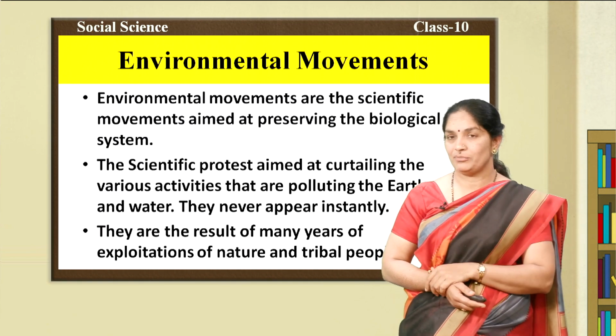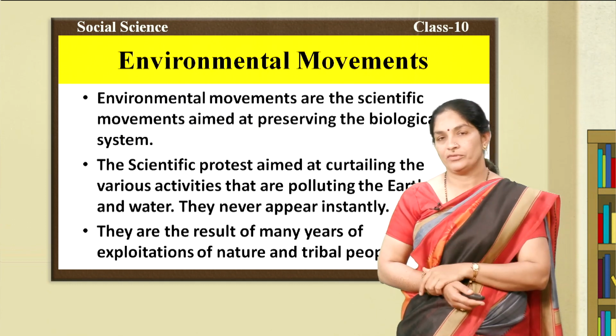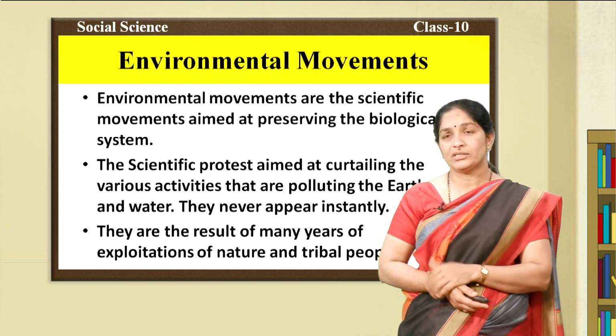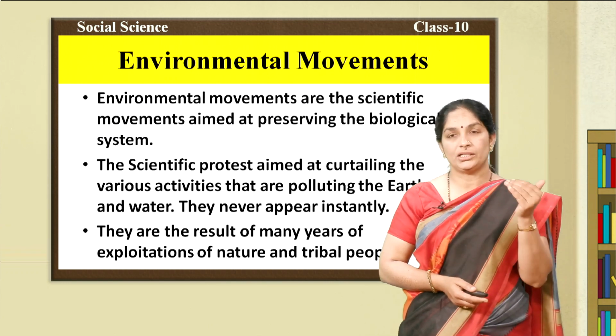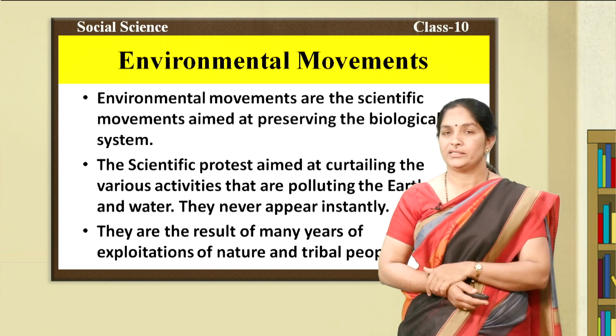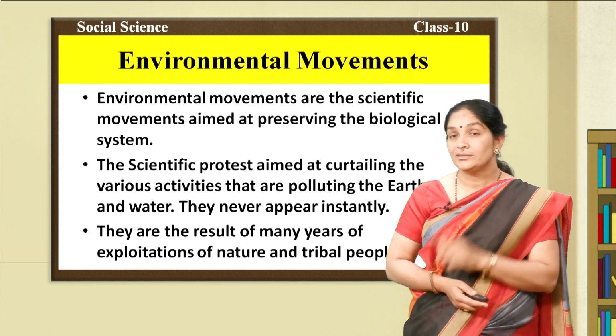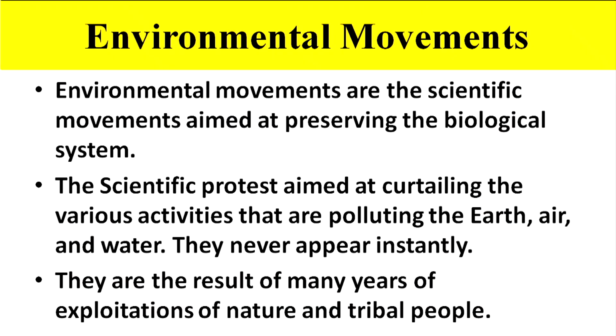Children, till now we have discussed mob and mob violence, the meaning of social movements and the nature of social movements. Now let us discuss some examples of social movements like the environmental movement, alcohol prohibition movement, women's movement, etc. Let us discuss now the environmental movements. See, environmental movements are the scientific movements aimed at preserving the biological systems, and the scientific protest aimed at curtailing the various activities that are polluting the earth, air and water, and they never appear instantly.